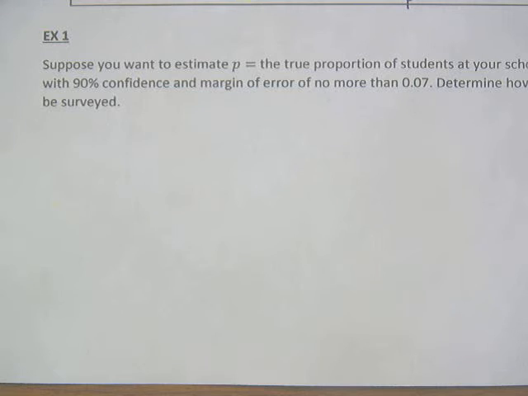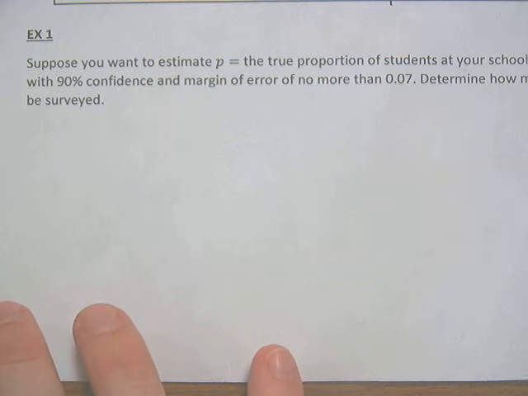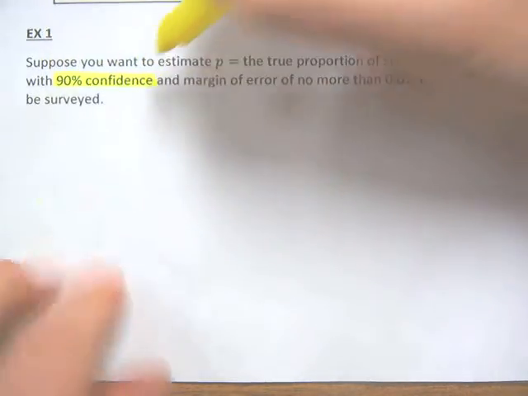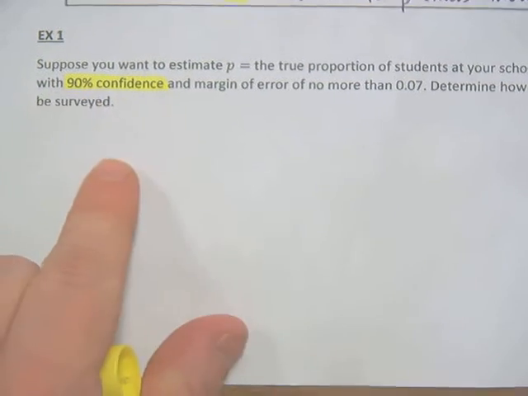Let's look at example 1. Suppose you want to estimate p, the true proportion of students at your school who have a tattoo. We can't obviously go ask every single person at the school if they have a tattoo or not. But I want to estimate it with 90% confidence, so that 90% will help me figure out what z value to use.